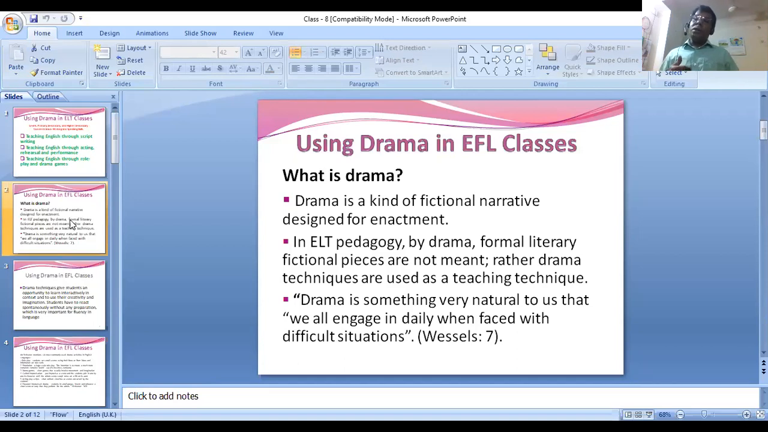When you are dealing with your students, with your customers, with the people standing before you when you are talking, you are doing that. So drama is something very natural to us that we all engage in daily when faced with difficult situations, when faced with unknown situations. Okay, we are doing drama.